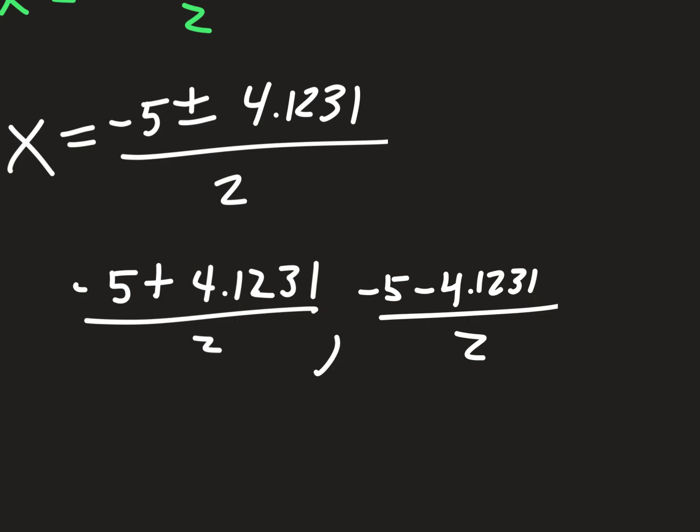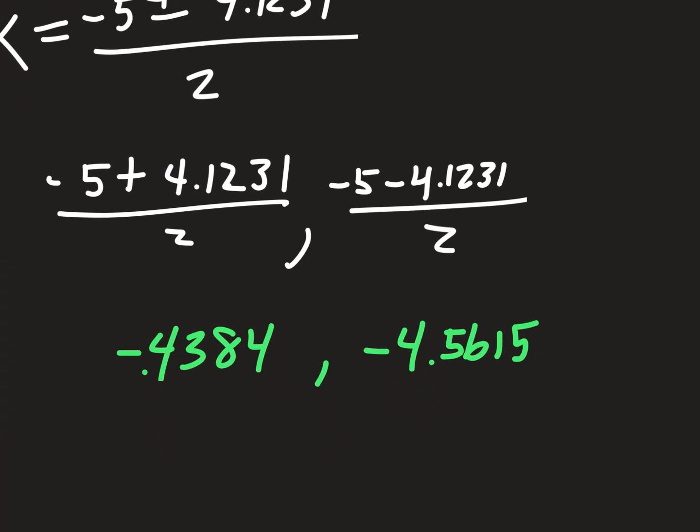What is -5 plus 4.1231? What is that divided by 2? What is -5 minus 4.1231? What is that divided by 2? Now I've got to round to 2 decimal places: -0.44 and -4.56.